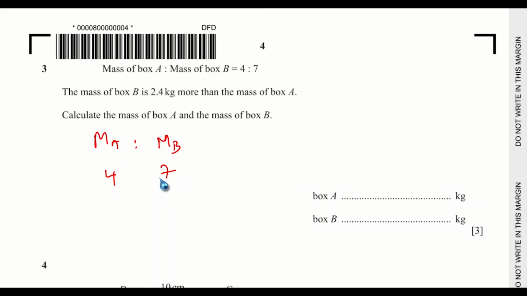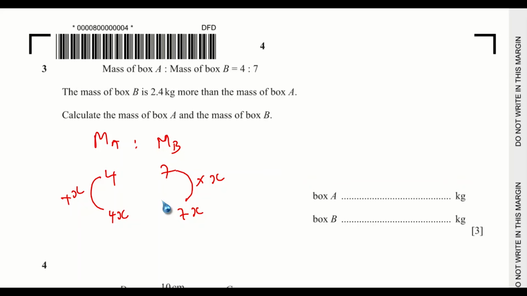To get the mass of A, you have to multiply it by something, which I will come to, to get the mass of box B. So you have to multiply it by something. In this case, let's multiply both of them by x. So this will be 4x and this will be 7x. So these are the masses of boxes A and B respectively.